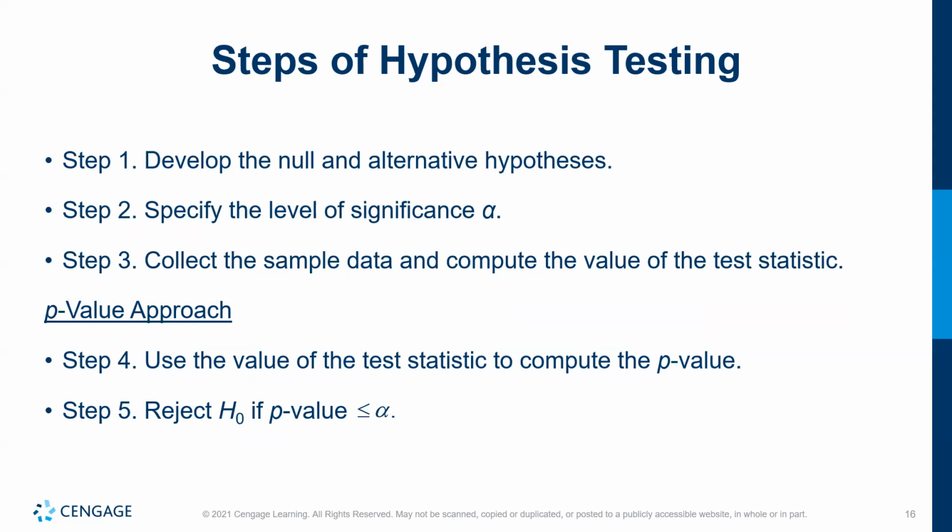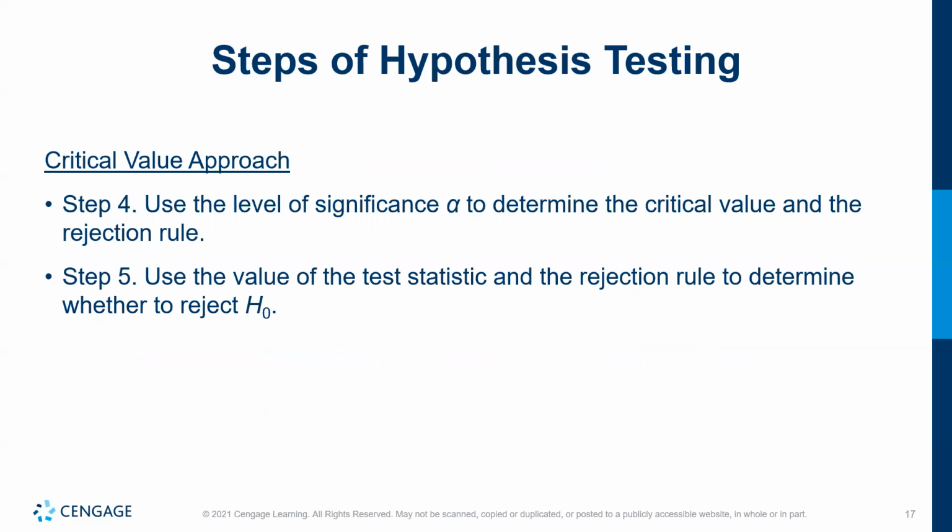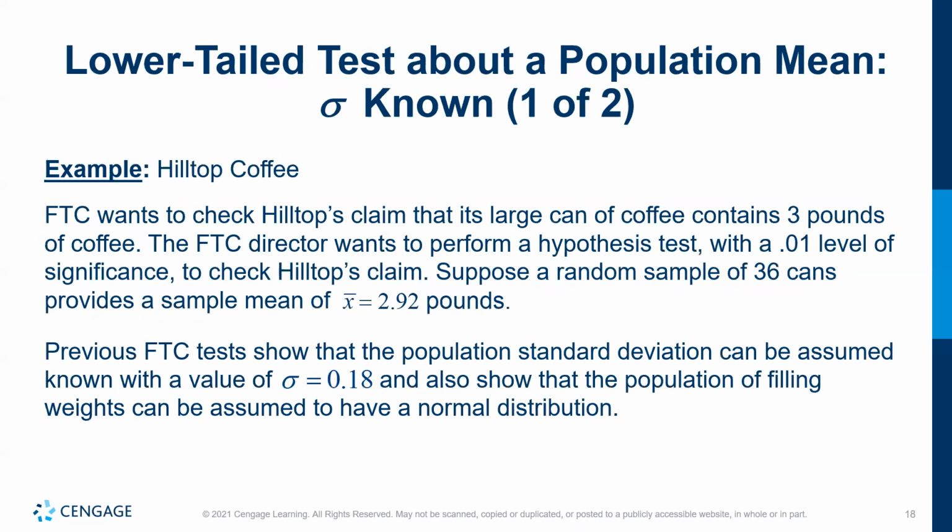With the p-value approach, we would use the value of the test statistic to compute a p-value, or the probability of that test statistic happening. And we would reject the null hypothesis if the p-value is less than or equal to alpha, which was the level of significance. If we were to do a critical value approach, we'd use the level of significance to determine a critical value, a z-score, and then we would reject if the test statistic was beyond the critical z-score. Okay, so this sounds confusing. It's actually not bad because it's just a carry-on of what we've been doing. So let's see. Here's an example.